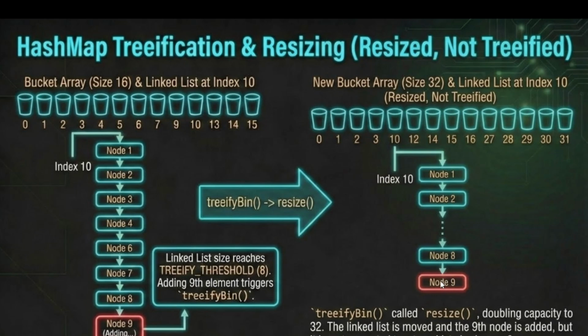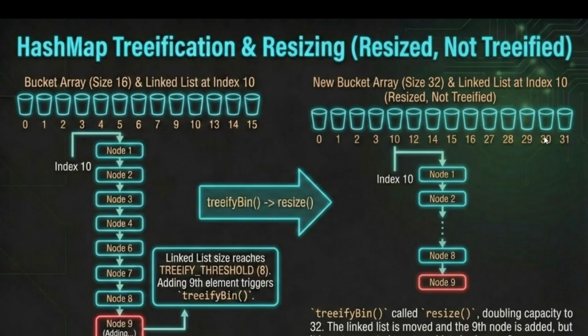The ninth element will be added here. So what will happen if I add the 10th element here? Again, it will check the condition, 10 is greater than 8. Again, it will call treeify bin. Then again, it will go to resize. Then it will become 64. Until it reaches 64, it will keep calling these things. Once it reaches 64, what will happen?